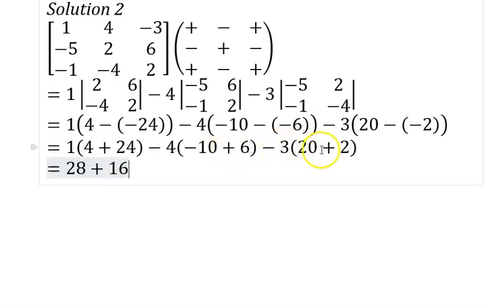Beautiful. So you come here. You say 20 plus 2. That will give you 22. 20 plus 2 will give you what? 22. 22 times minus 3 will give you what? Minus 66. Beautiful. So what is left for you now is to get our final answer.